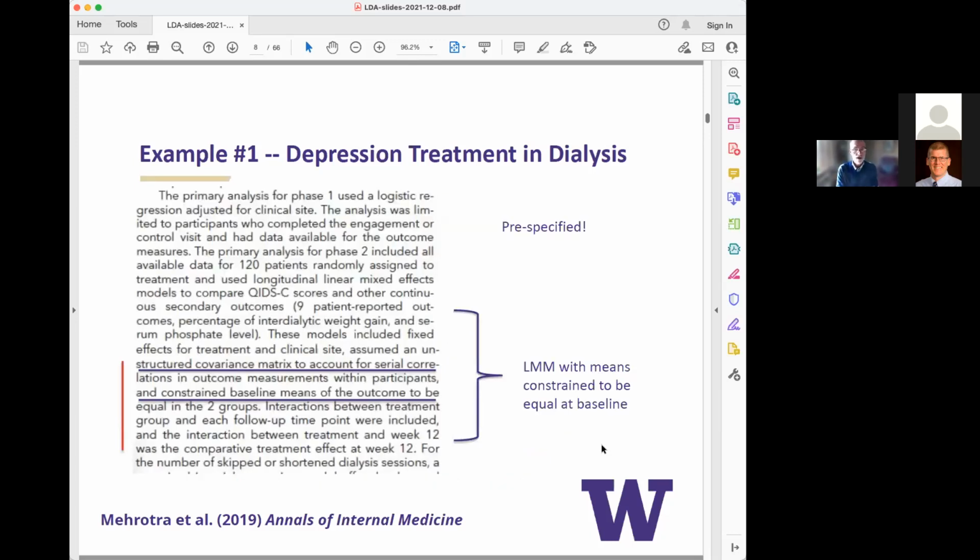Here's what we wrote, and I'll translate this, and I'll say this was both good and lucky. We said, here's the models we'll use. We'll use longitudinal linear mixed effects models to compare those scores. We said we'd include fixed effects for treatment and clinical site, assuming an unstructured covariance matrix to account for serial correlation in outcome measurements. So that's something I have to unpack later. And we constrained the baseline means of the outcome to be equal in the 2 groups. And I'll make that detail clear in just a second.